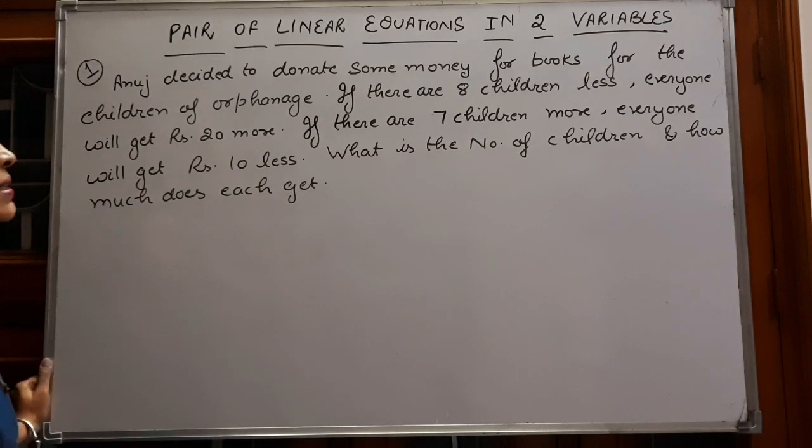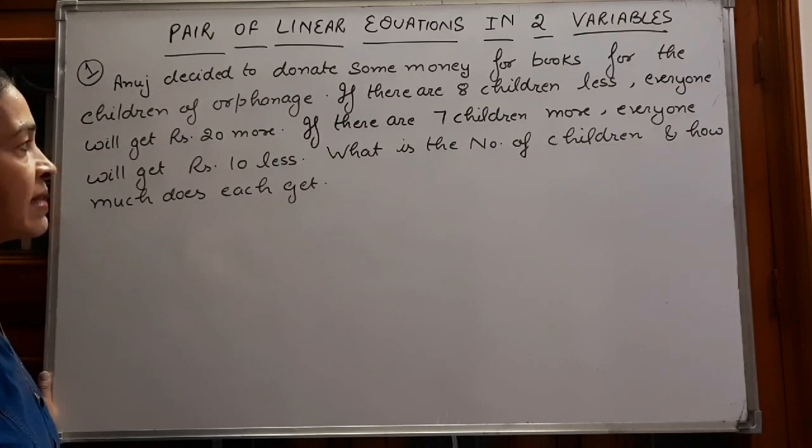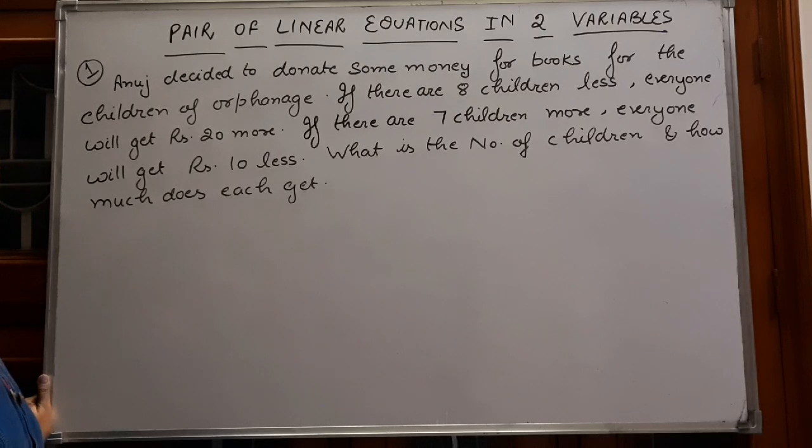Anuj decided to donate some money for books for the children of orphanage. If there are 8 children less, everyone will get rupees 20 more. And if there are 7 children more, everyone will get rupees 10 less. What is the number of children and how much money will they get?